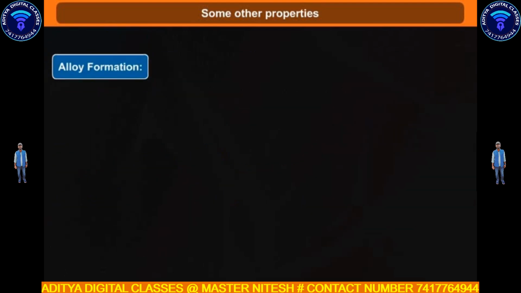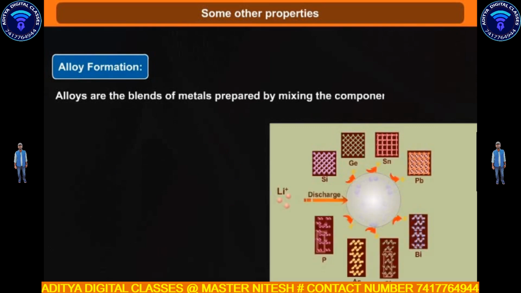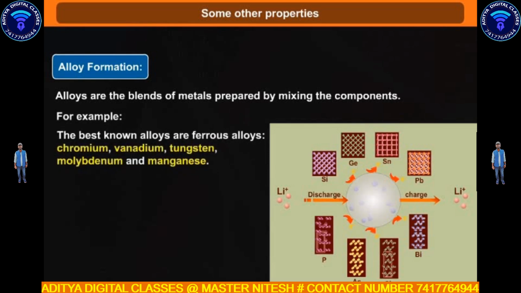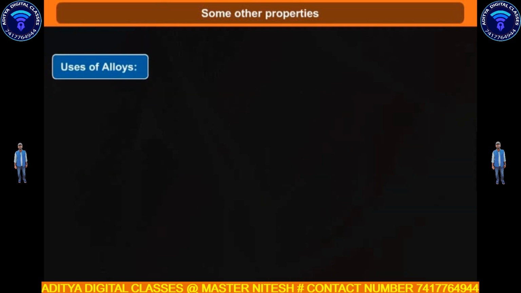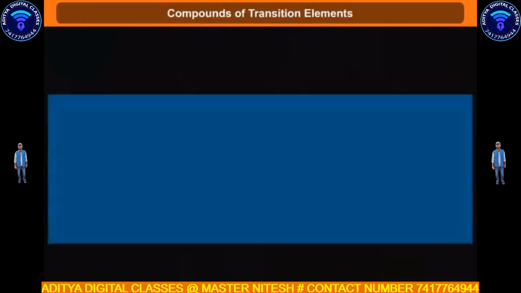Alloy formation. Alloys are blends of metals prepared by mixing the components. For example, the best known alloys are ferrous alloys, chromium, vanadium, tungsten, molybdenum, and manganese. Uses of alloys. Alloys are used for the production of a variety of steels. Alloys of transition metals are also of considerable industrial importance.